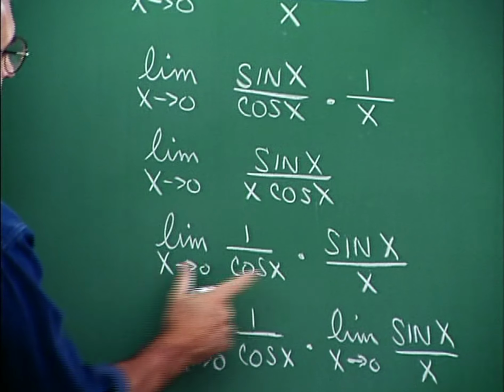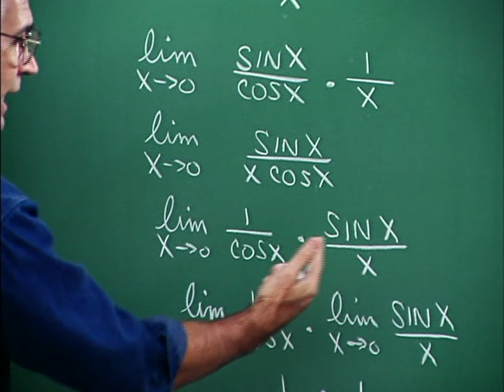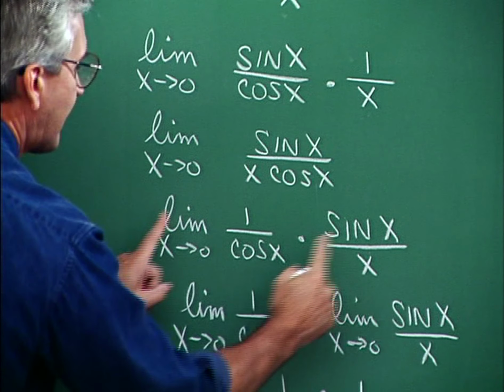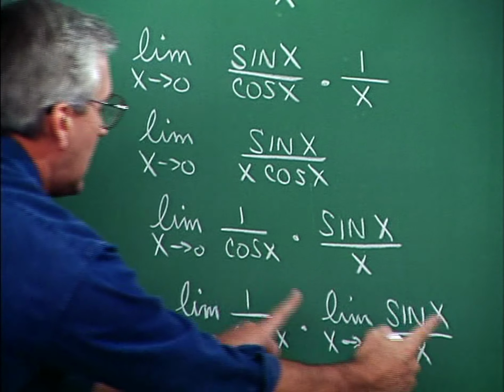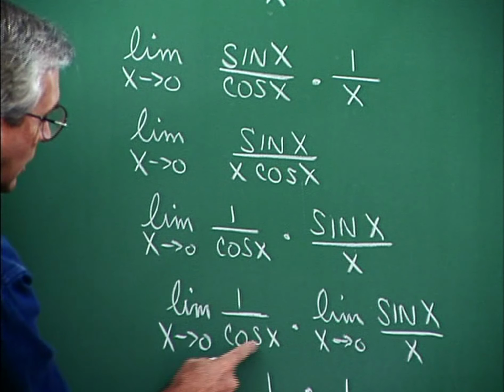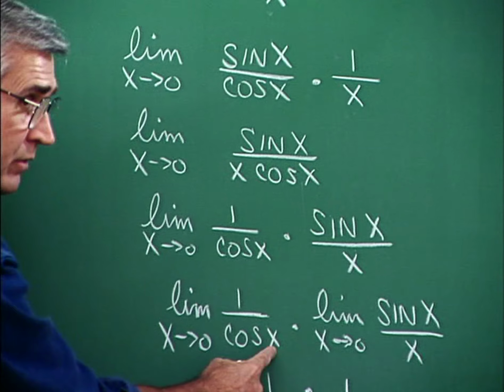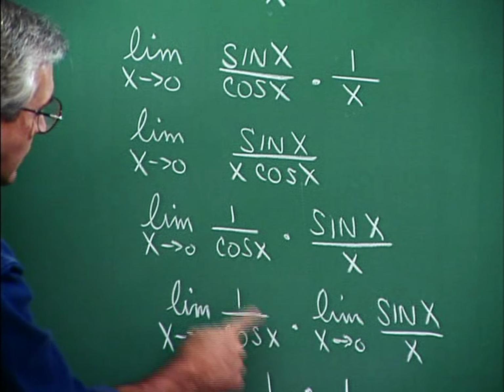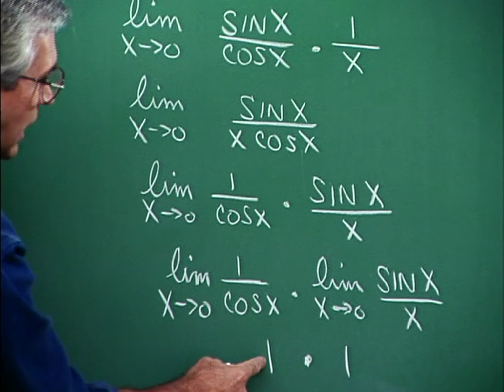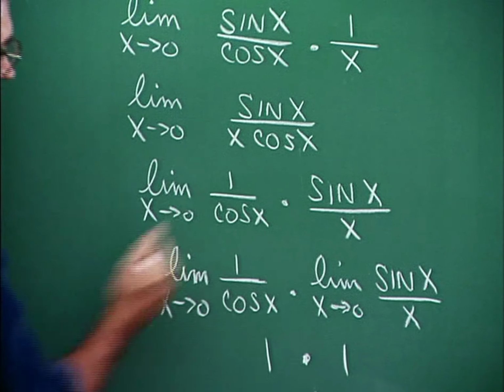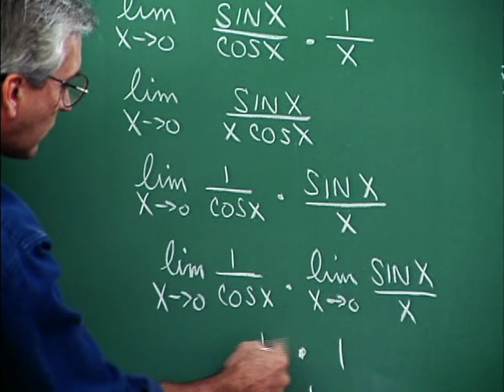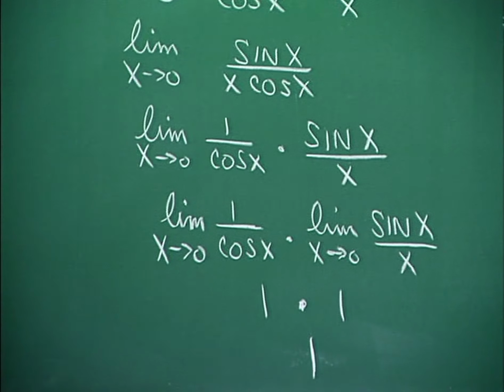Now apply the limit to both of these factors. And so it's the limit of that factor times the limit of this factor. And now cosine 0, remember, is 1. So this is 1 over 1, or 1. And this, because it's one of our special trig limits, is 1. 1 times 1, 1 for the result.